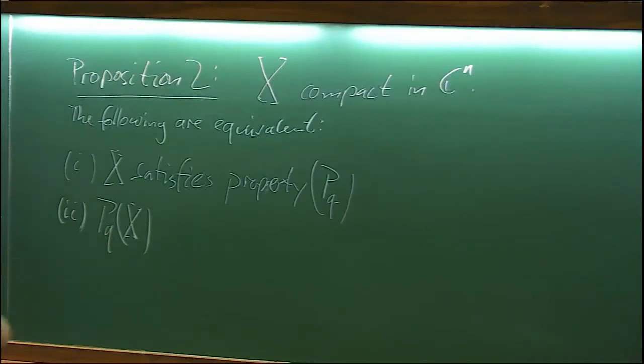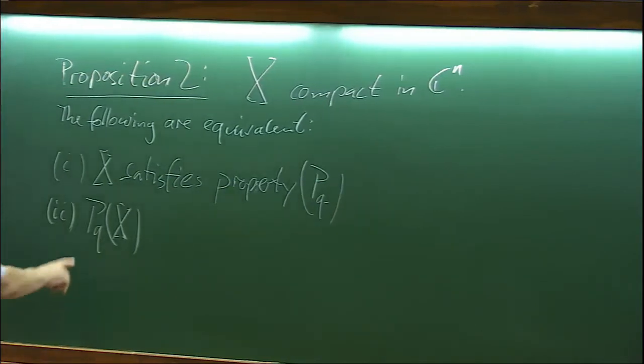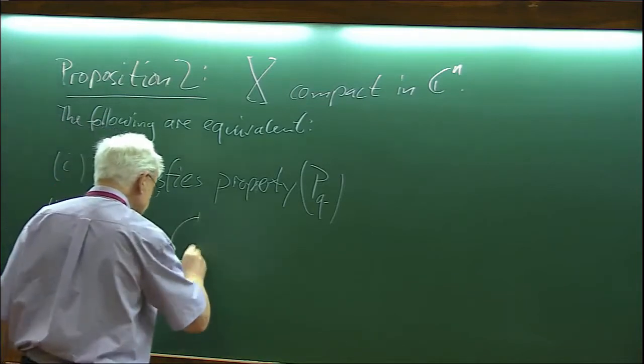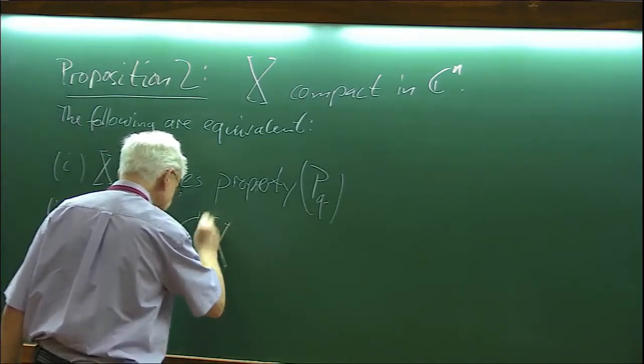Okay, so X satisfies property PQ. Then this subset of the continuous functions on X, PQ of X, these are the continuous functions that can be approximated uniformly on X by functions, in the case Q equals 1, by functions plurisubharmonic in some neighborhood, and otherwise in PQ. That's actually all continuous functions.